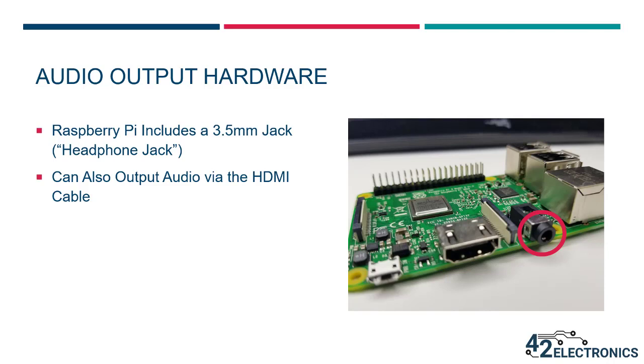The Pi can also output audio using the HDMI cable. This can be useful if you have a TV or a computer monitor with built-in speakers and an HDMI connection. Running audio over the HDMI connection allows you to run both audio and video in a single cable, eliminating the need for a separate dedicated audio cable.